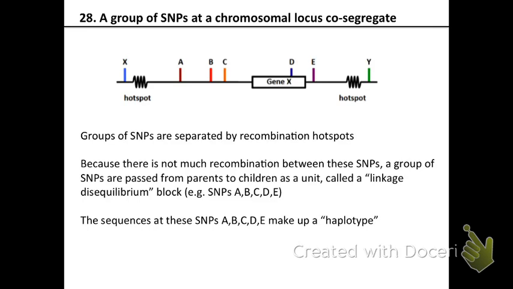Okay, what does that mean? Groups of SNPs that are separated by recombination hotspots segregate together within the genome. What I mean by that is, here's your chromosome. Okay, here's your gene X, and in this region, let's say there are 5 SNP sites, A, B, C, D, and E. And at each of these sites, you have some variation within the population. And here are some other SNPs outside this region, X and Y, outside this hotspot.